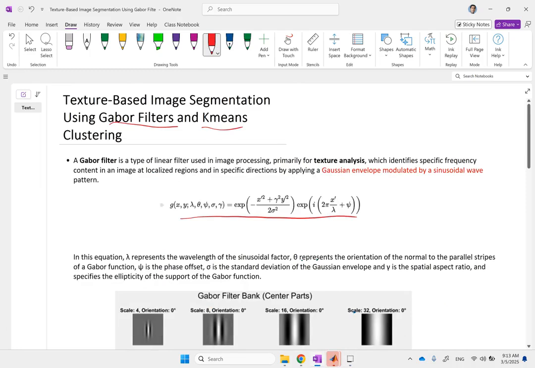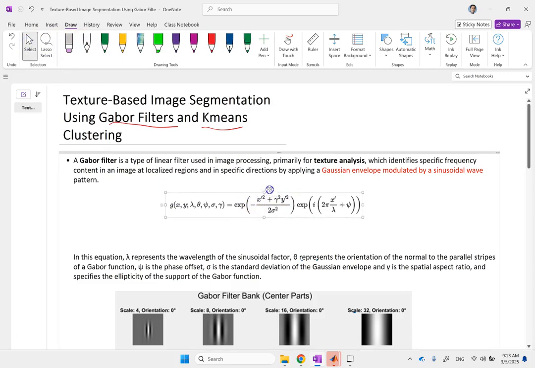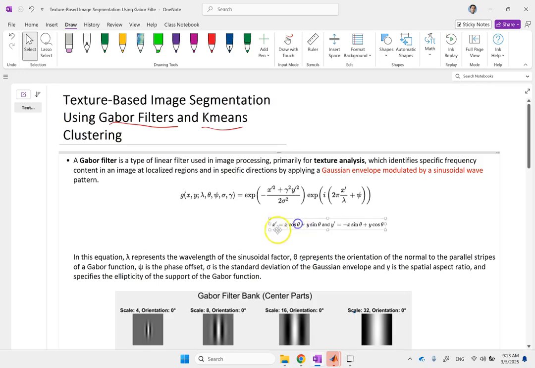The thing is, if you look, G is a function of x and y, but here instead of x and y, you have x prime and y prime. So this x prime and y prime are not x and y, they are the rotated version of x and y, and in that rotation you are going to see the angle theta. So what is that? So here I would add it for you.